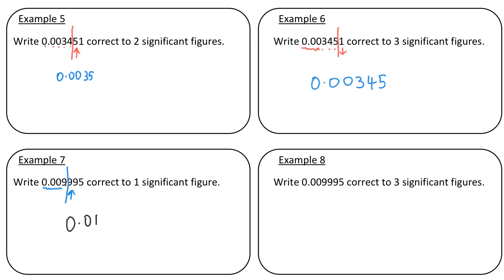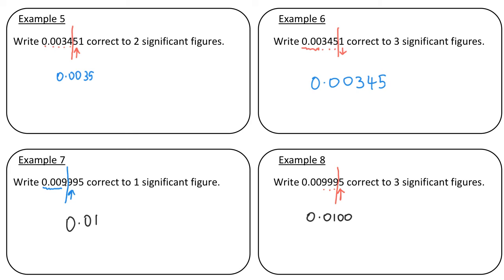In example 8, we're looking to 3 significant figures. The first 9 is the first, the second 9 is the second, and the third is the third significant figure. We're going to look at the 5. That means we round up. And that's going to round the 999 up to 1,000 really. Or well, not 1,000, but it'll look like 1,000. So it's 0.0100.